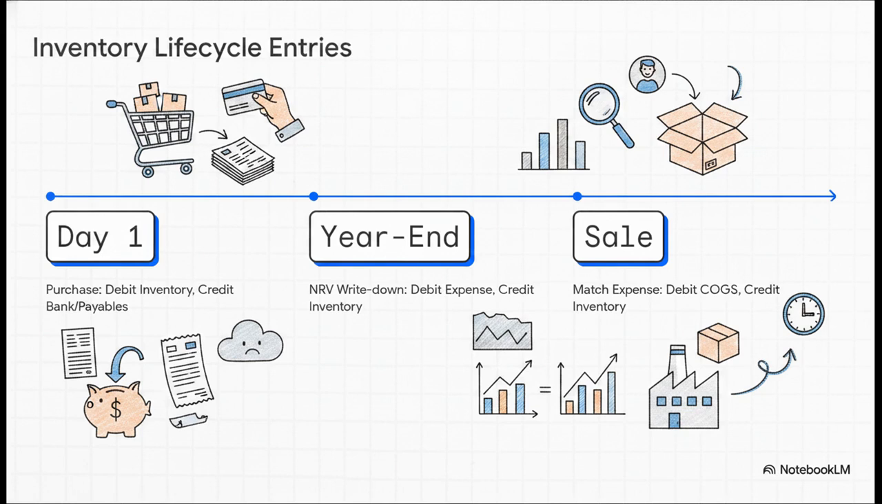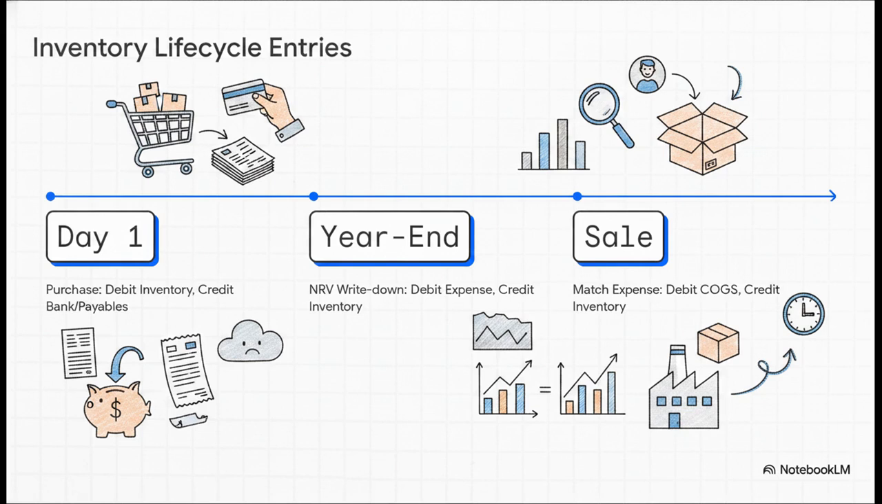At year end, if your NRV testing reveals a shortfall, you immediately recognize the loss. Debit inventory write-down expense in your P&L, and credit your inventory asset to physically reduce its balance. Finally, the ultimate destination for inventory is the income statement. In the period you sell the goods and actually recognize the revenue, you match the expense. You debit cost of goods sold and credit inventory, clearing the asset from your balance sheet entirely.